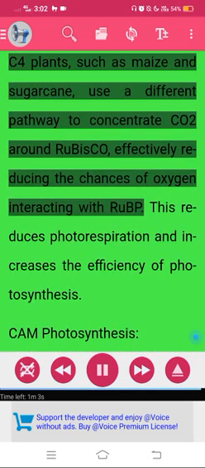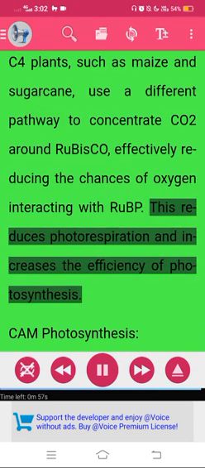C4 photosynthesis. C4 plants, such as maize and sugarcane, use a different pathway to concentrate CO2 around rubisco, effectively reducing the chances of oxygen interacting with rubisco. This reduces photorespiration and increases the efficiency of photosynthesis.